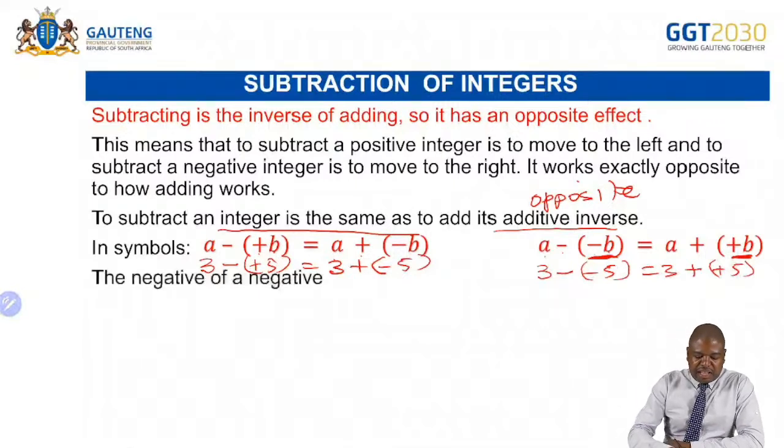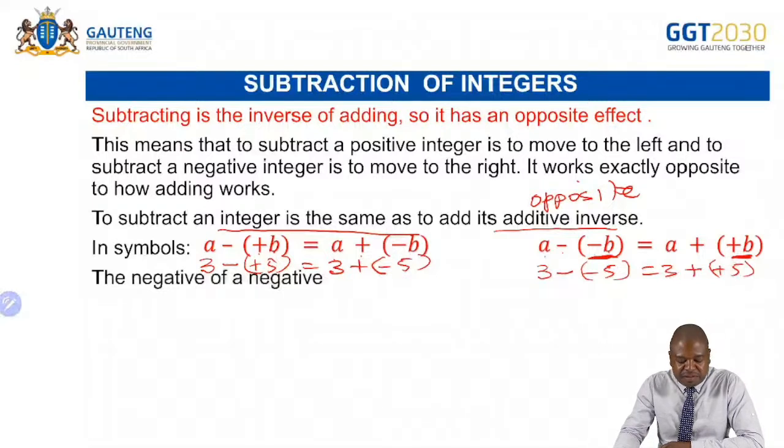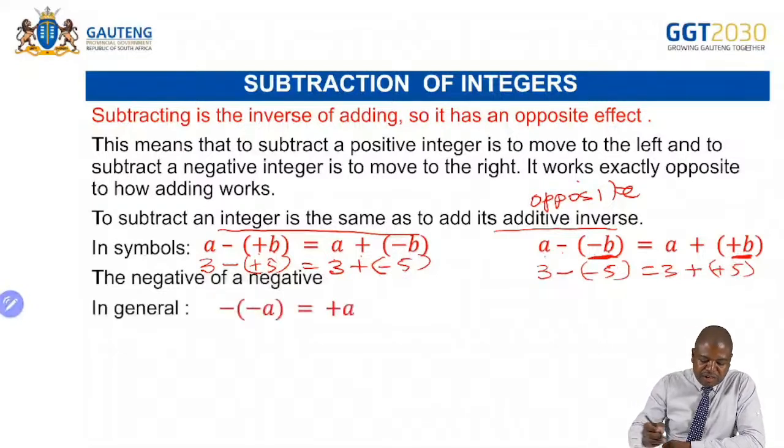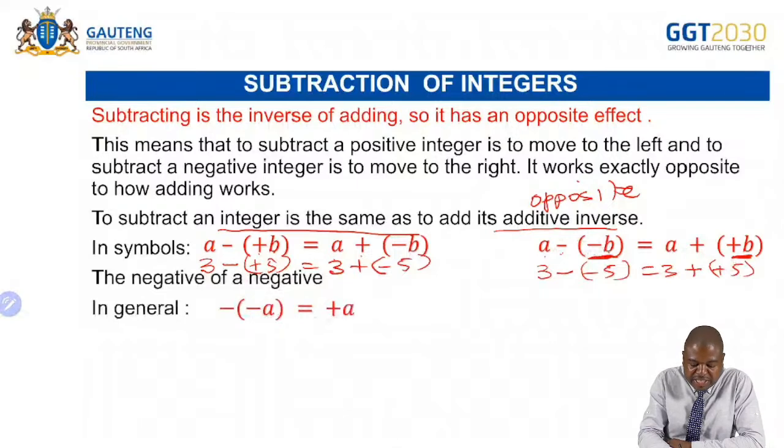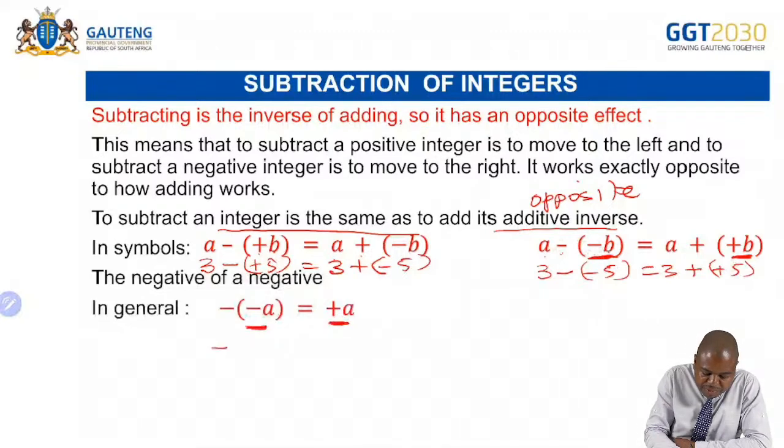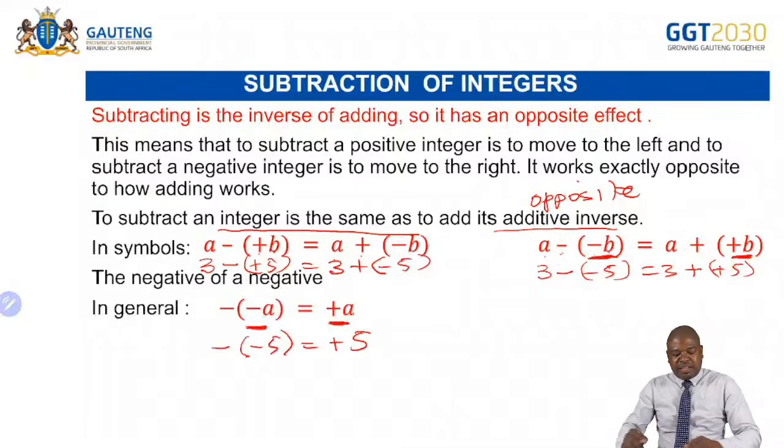Right. And then the negative of a negative. Right. In general, we have already looked at it here. If you are subtracting a negative number, you are adding its opposite. So the opposite of negative a is what? Is positive a. So it's the same as negative, in bracket, minus 5. It is the same as positive 5. Are we together? Grade 8.